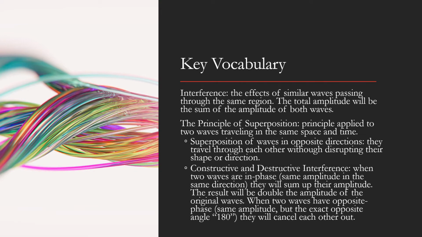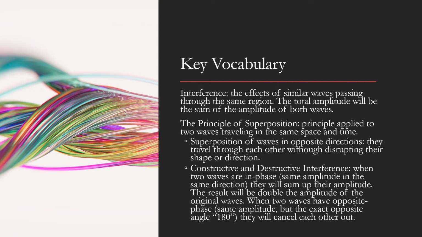Let's continue with the next one. We have constructive and destructive interference. It's a little bit simpler to analyze. When two waves are in phase, which means that they have the same amplitude and they are going in the same direction, they will sum up their amplitude. Two similar waves with the same amplitude traveling in the same direction will duplicate their size. They will grow bigger, and the result will be double the amplitude of the original waves.